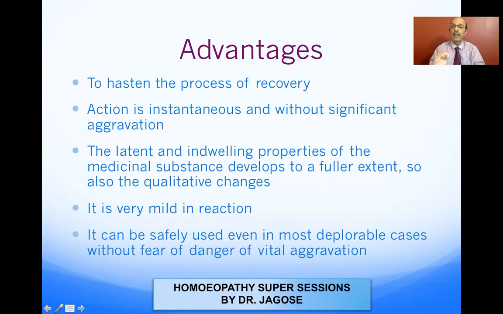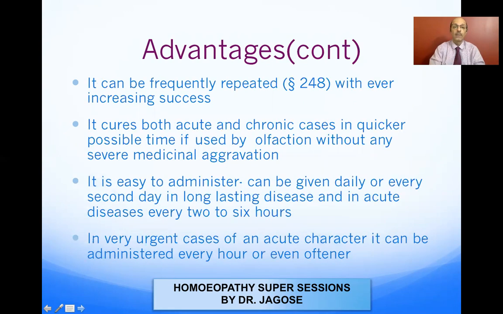So the most important point is that with the usage of LM potency, the aggravation will be kept to a minimum or there will not be any aggravation whatsoever. It can be frequently repeated with ever increasing success, as per paragraph number 248. It cures both acute and chronic diseases or cases in the quickest possible time if used by olfaction without any severe medicinal aggravation. So, if at all you're getting an aggravation with the LM potency, which is very, very rare, then you can use it by the olfaction method, in which the aggravation can be kept to a minimum.